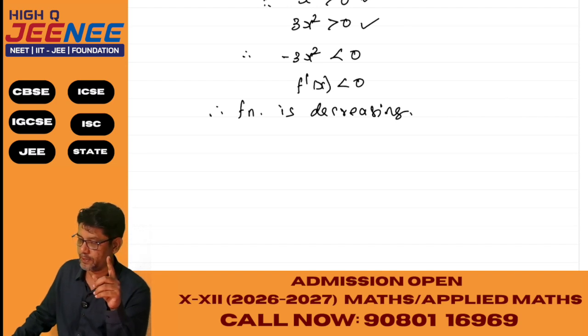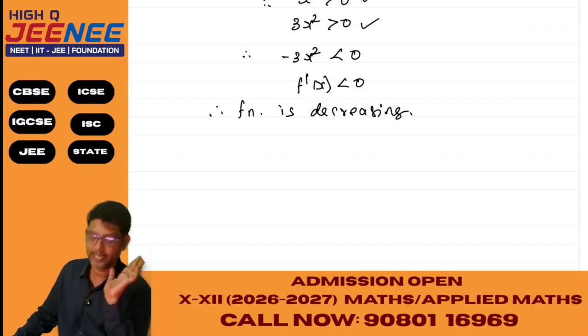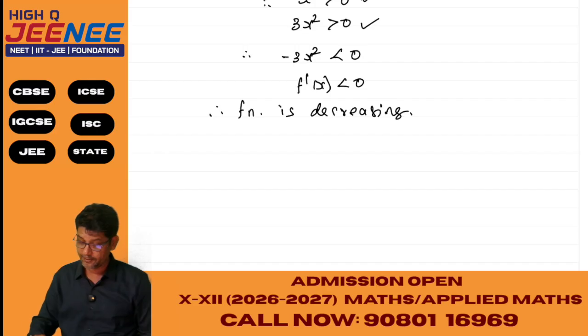x square is always positive. Multiply by some positive number, then again it is positive. Then we have to multiply by the minus sign on both sides. Obviously it is negative. It is decreasing. Okay.